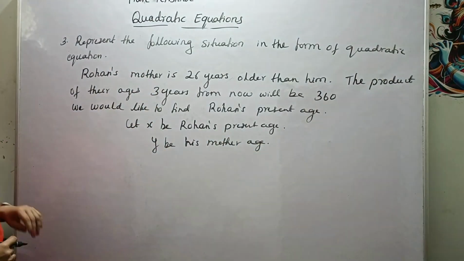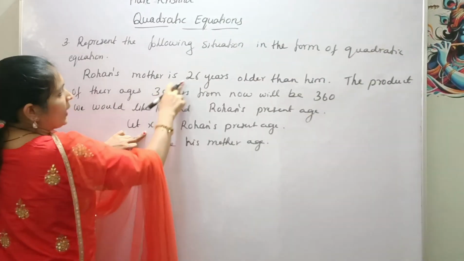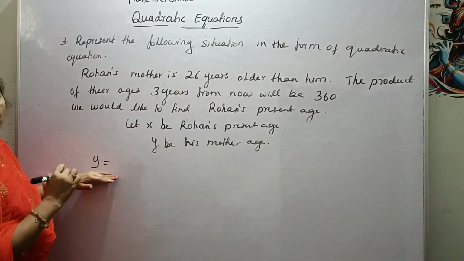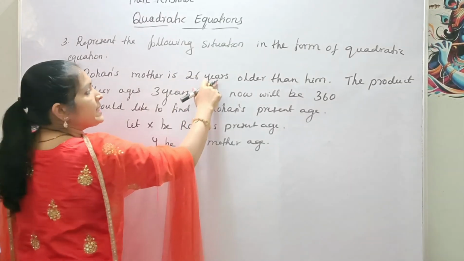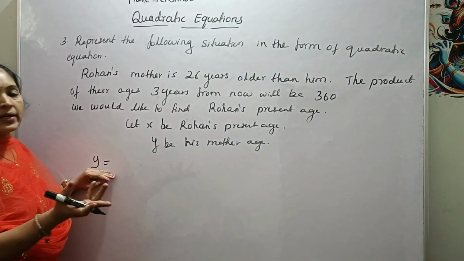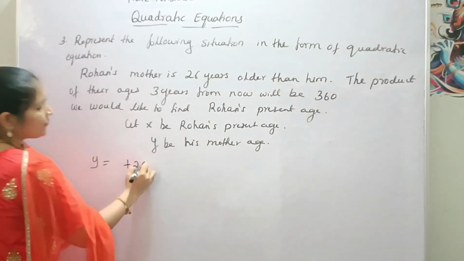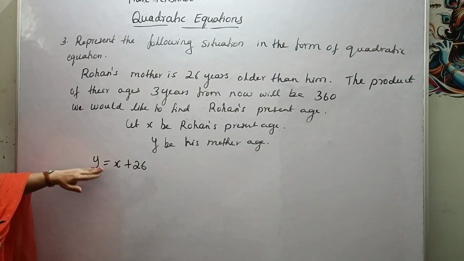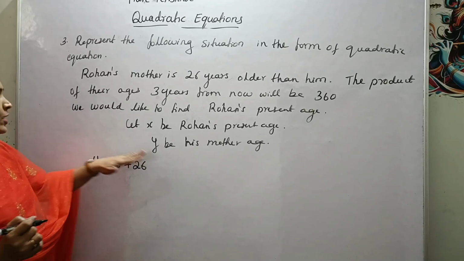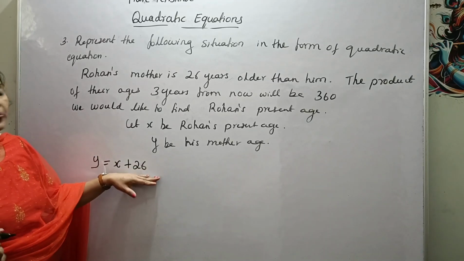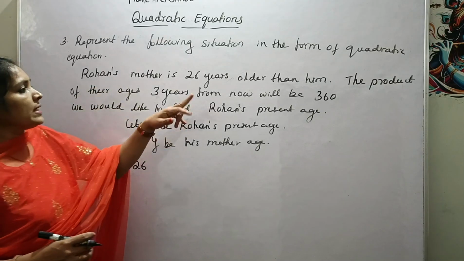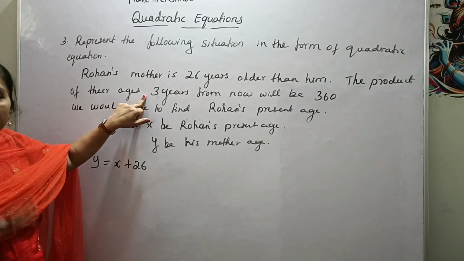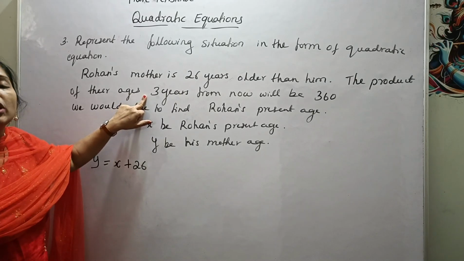Now, what is y? Mother's age is y. y is 26 years older than, means more than, right? That is plus 26 to his age, that is x. So y is equal to x plus 26, that is Rohan's age plus 26. And it is given that the product of their ages 3 years from now will be 360. That means after 3 years, the product of their ages will be 360.